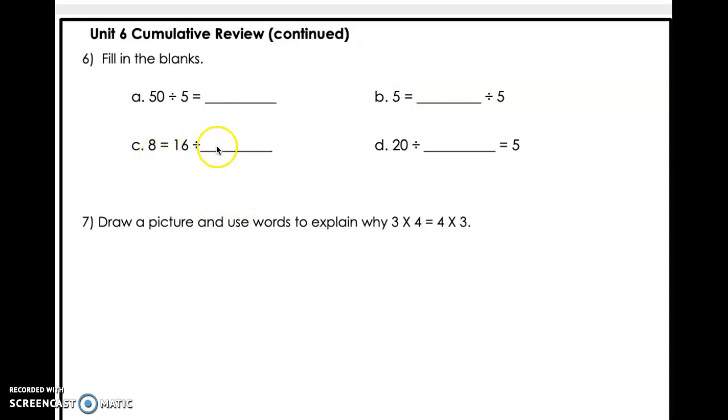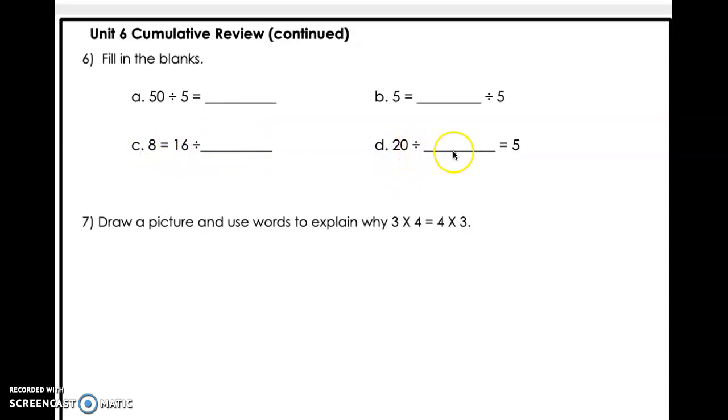16 divided by what equals 8? So think about it. You're going to take 16. You could think 8 times what is 16. Or you could go, okay, I'm going to make 8 circles and divide 16 and share 16 into those 8. What is that? 2. 16 divided by 2 equals 8.